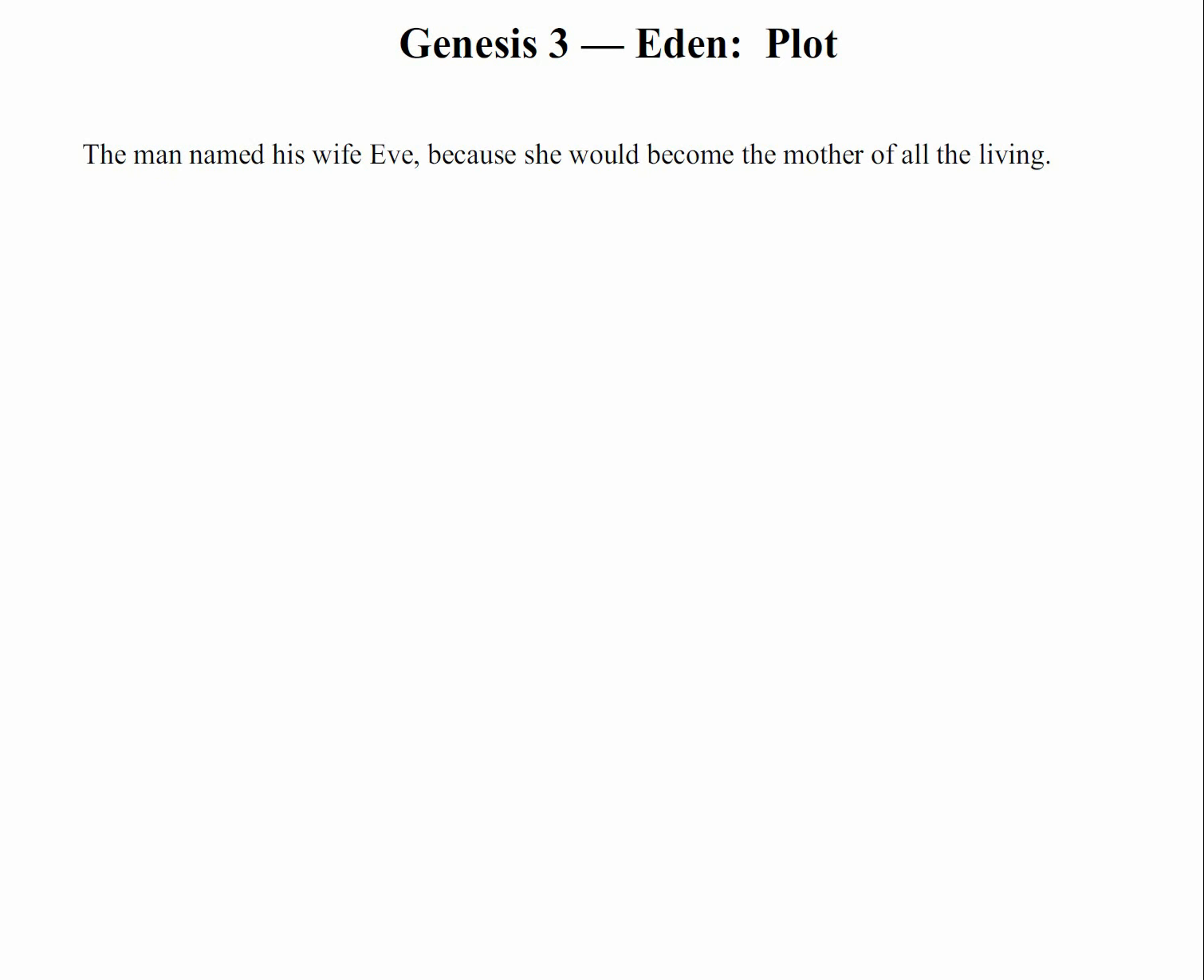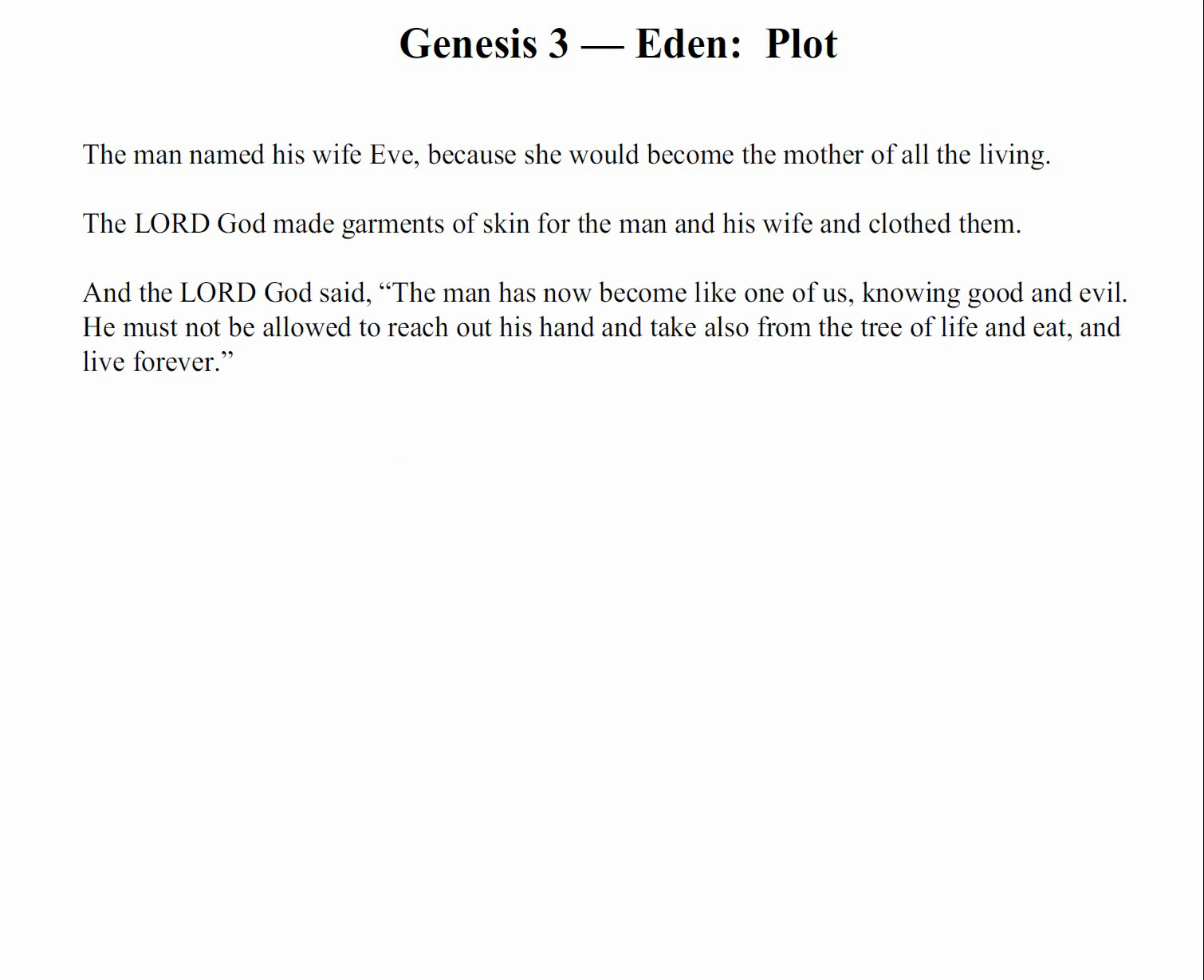The man named his wife Eve, because she would become the mother of all the living. The Lord God made garments of skin for the man and his wife, and clothed them. And the Lord God said, "The man has now become like one of us, knowing good and evil. He must not be allowed to reach out his hand and take also from the tree of life, and eat, and live forever."